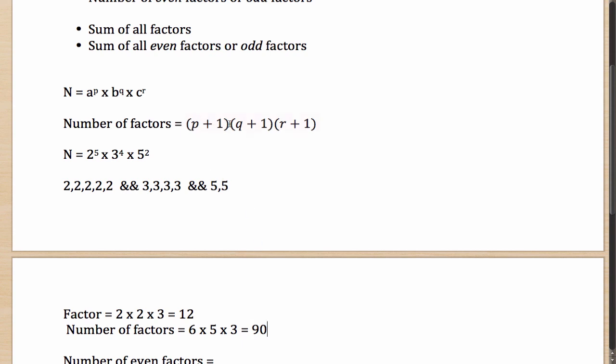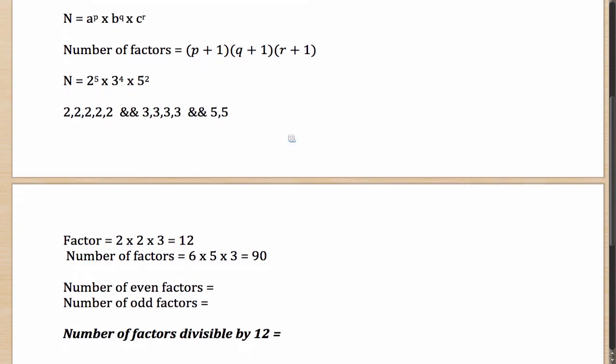A similar idea is applied here. A to the power p: how many a's can I take? I can take 1 a, I can take 2 a's, I can take 3 a's, up to p a's, or I can decide not to take an a at all, which gives me p plus 1 choices. Very similarly, I can decide to take 1 b or 2 b's or 3 b's or 4 b's up to q b's, or not take a b at all, so the total number of choices is q plus 1. And hence that is how we get this formula of (p plus 1) into (q plus 1) into (r plus 1).